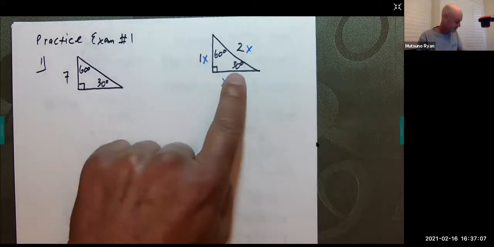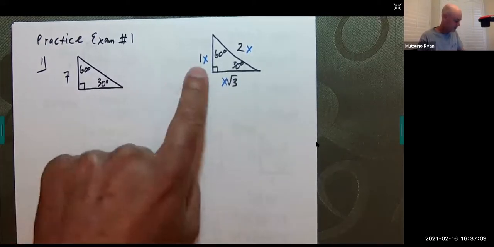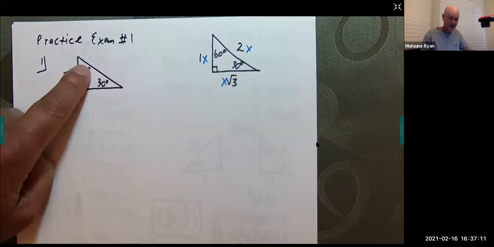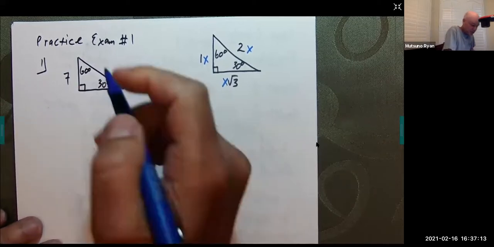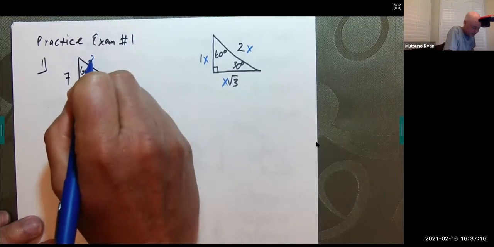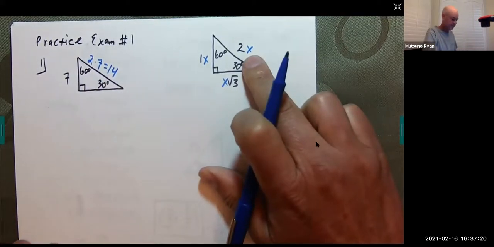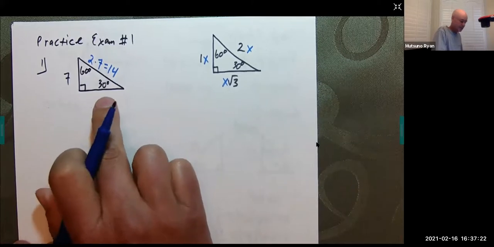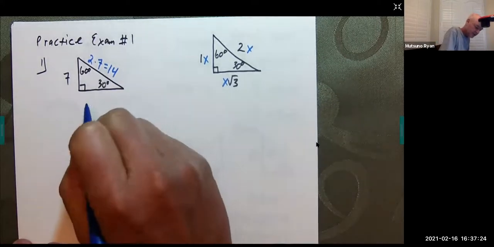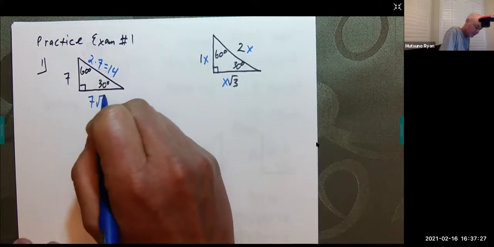So x in this case, that's the one opposite the 30, in this case is the 7. So the hypotenuse in this case is going to be 2 times 7, or 14, like I have here. And this side here is going to be 7 times root 3.